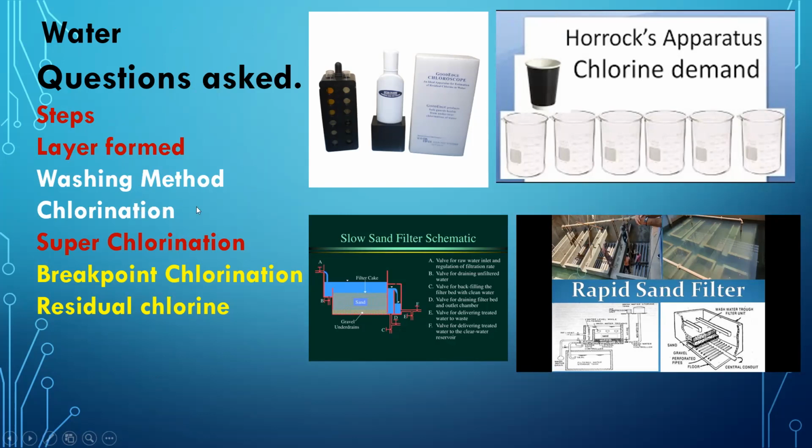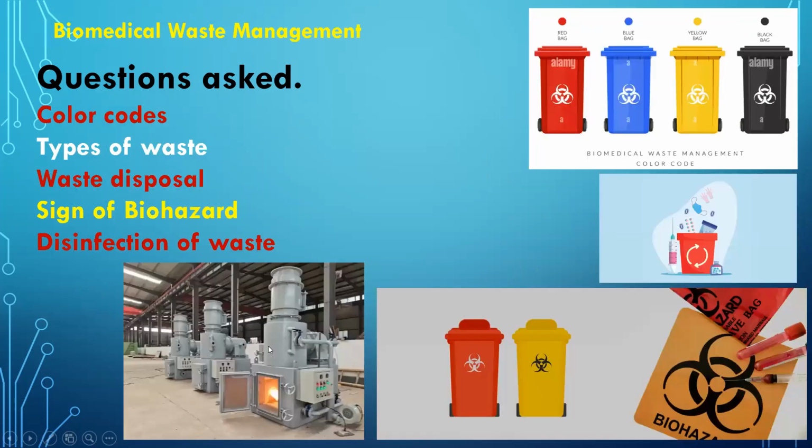What is the washing method for slow sand filter and rapid sand filter? Then chlorination. In relation to chlorination, they may keep you chloroscope or Horrocks apparatus, and questions asked are like: define chlorination, define superchlorination. What is the use of chloroscope? What is the use of Horrocks apparatus? And on these spots, they may ask you to define breakpoint chlorination and what is residual chlorine. Such types of questions are asked on the water spots, and usually one spot is kept from the water.